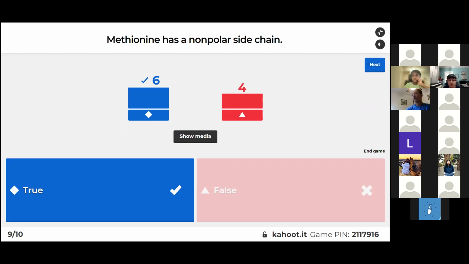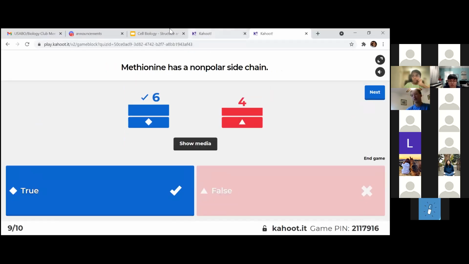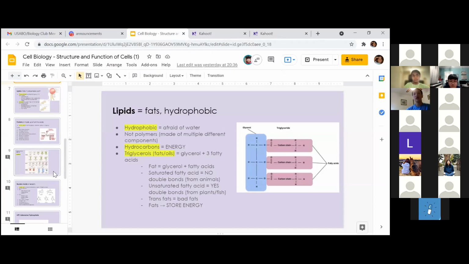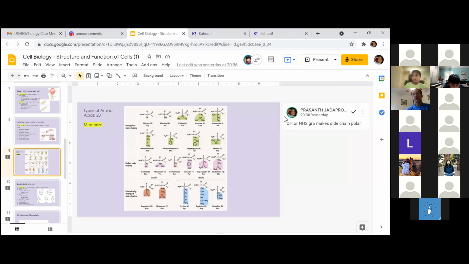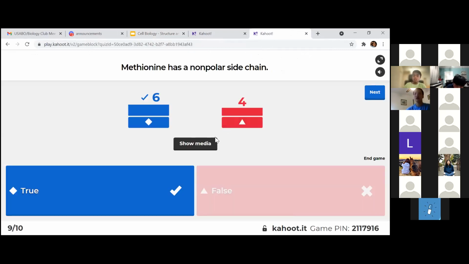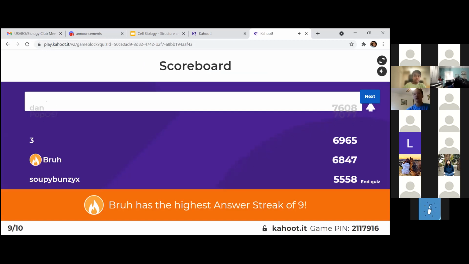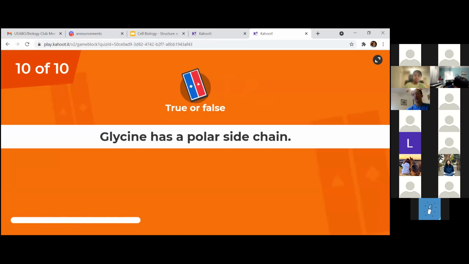Okay, so this was a bit of a tough question, but I think it's important to memorize this table right here. So the methionine falls under the nonpolar side chain because again it doesn't have the hydroxyl group, the OH group. So that's why it is true that methionine has a nonpolar side chain. Okay, last question.